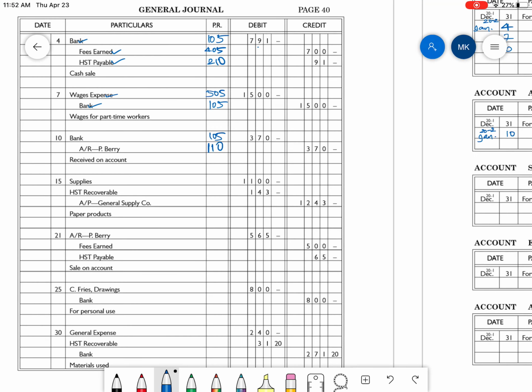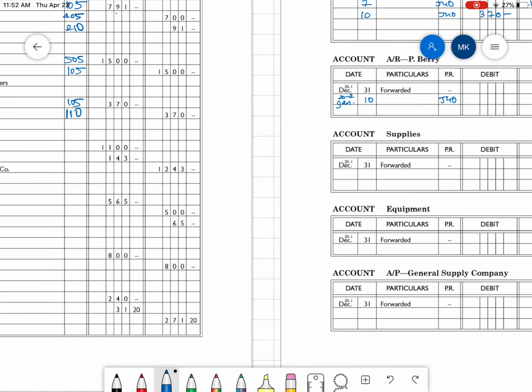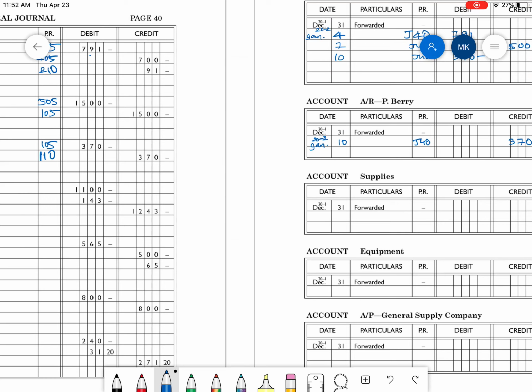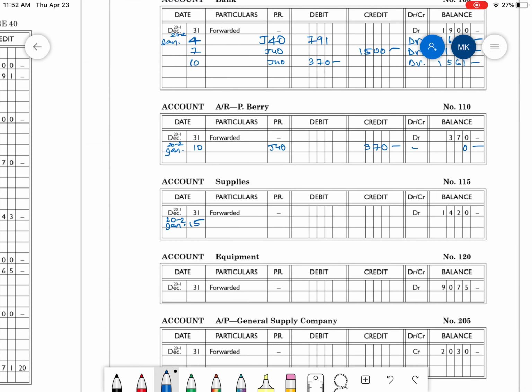Okay, next transaction, supplies debit, HST recoverable debit and accounts payable general supply company is credited 1243. So let's go to the ledger accounts one by one. So you go to supplies first. Okay, now in supplies, write the date 22 January the 15th. Supplies is debited. It is debited from where? From J40, right? The amount is 1100. Now it already had debit balance of 1420, more debit of 1100, so now you have total debit of 2520.